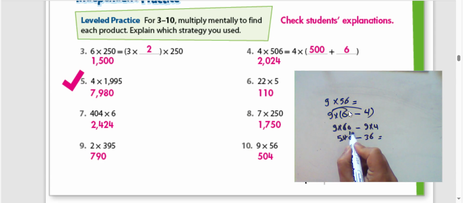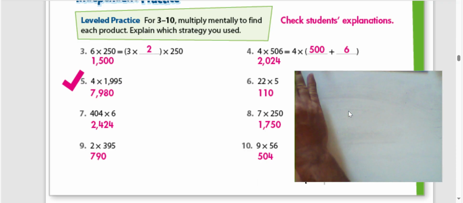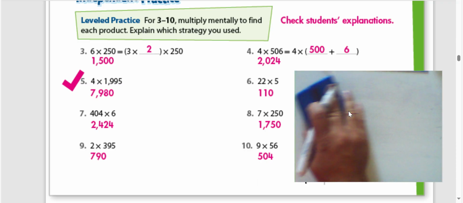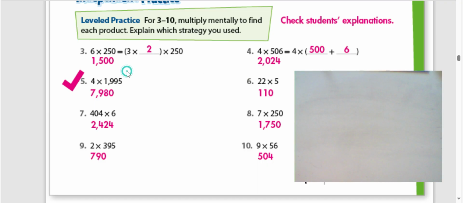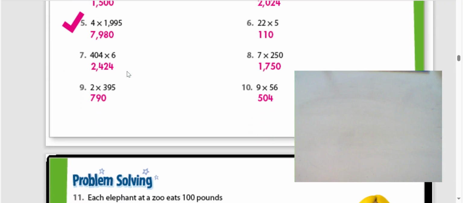And then you can subtract between them. 10 minus 6 will be 4, and 3 minus 3 equals 0, write 5. The result will be 504. Next question. What about this number?